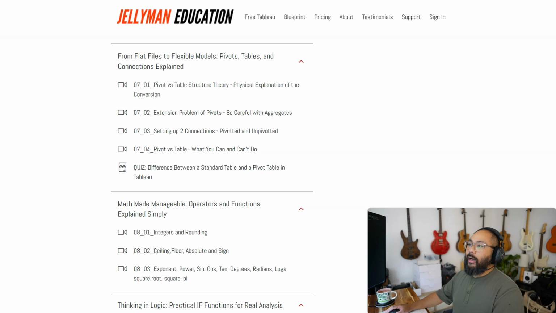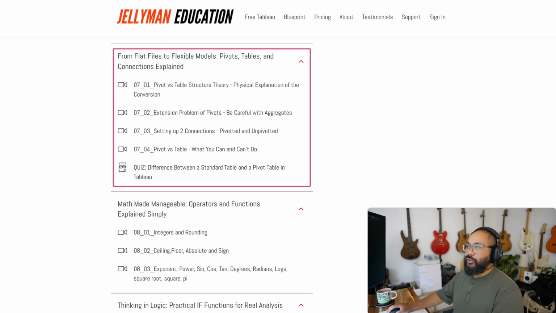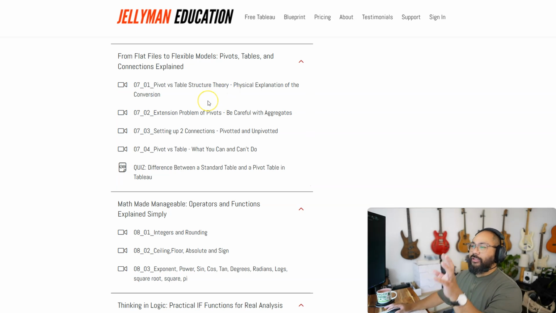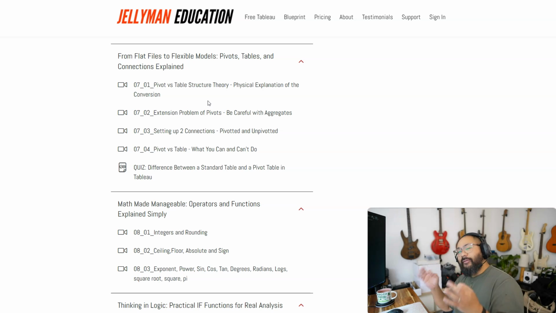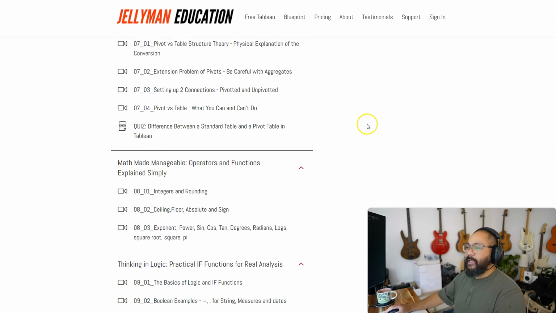Then we're going to talk about data structure. So we have pivot structure, we have table structure, we have multiple tiers of those. So how do you go from one structure to the other, and why do we use different structures when it comes to data? That is what's covered there, and it's great because you actually get to see examples of the structure, which a lot of people have trouble visualizing. So we go through a lot of examples there.